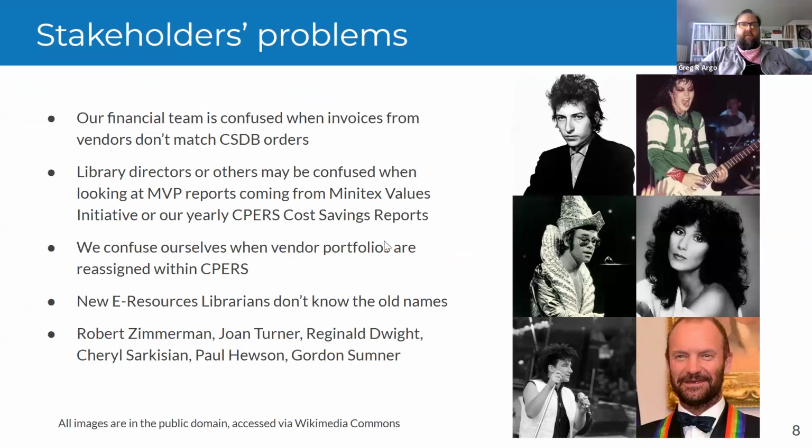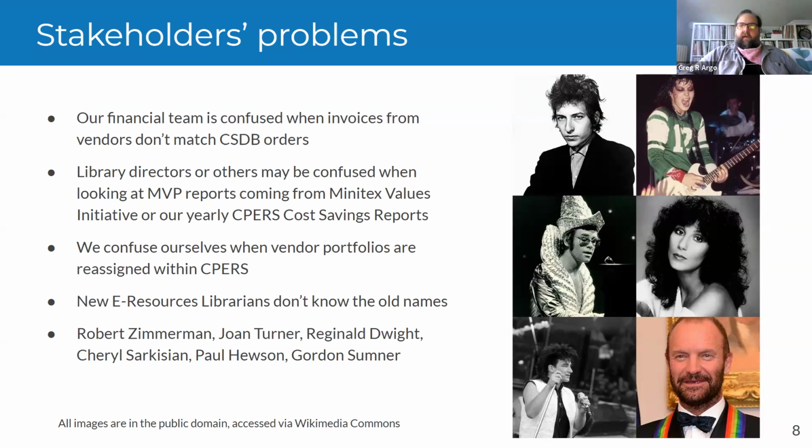So what are the stakeholders' problems? Our financial team gets confused when invoices we get from vendors don't match the CSDB orders with the entities that we've entered manually. Library directors or others may be confused when looking at the Minitex value proposition reports that have just started coming out, and you may have gotten some a couple days ago if you were Minnesota Academic or Public Library. We confuse ourselves when we switch our vendor portfolios between each other. So then you don't have the experience needed. And new e-resource librarians don't know the old names.